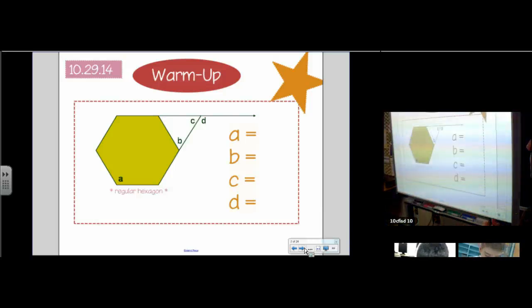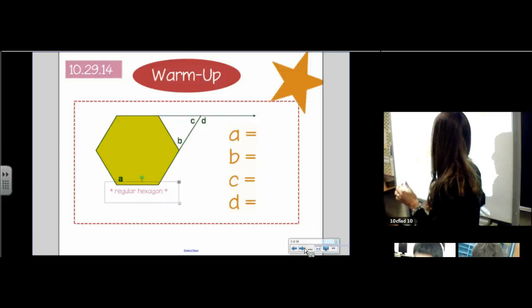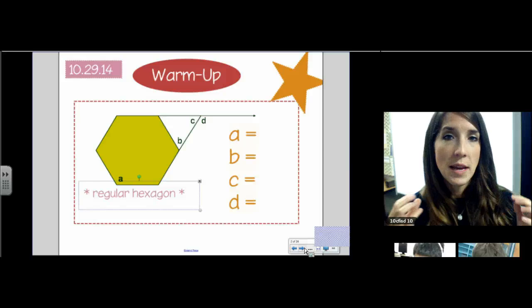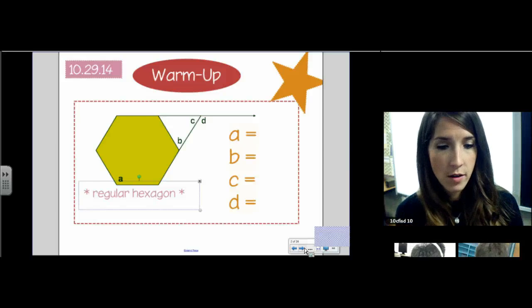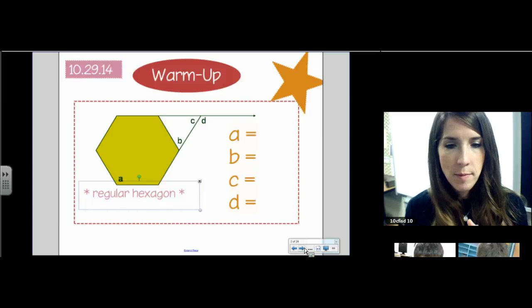So our warm-up today, we have a regular hexagon. They had to tell us that it was regular or we wouldn't be able to solve this problem. So regular means all sides congruent and all angles congruent. So how would we start this problem? Where would we begin? There are no numbers on this warm-up.